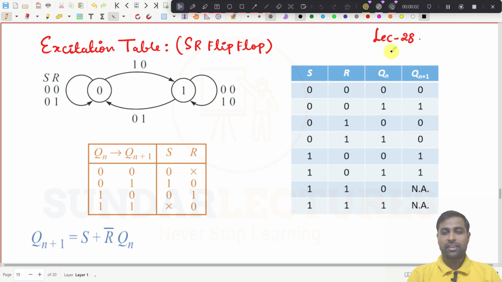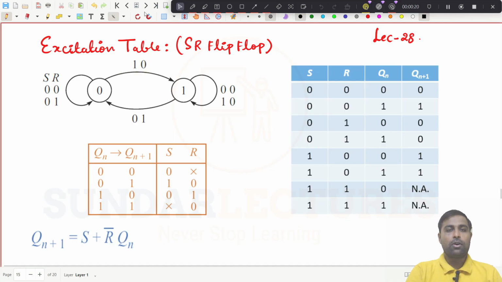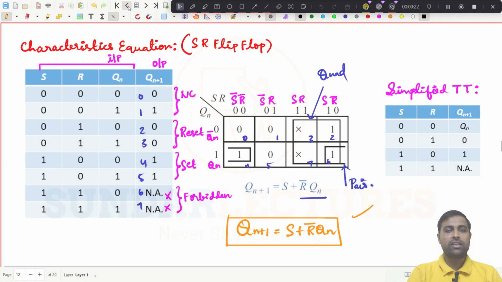Welcome to Sundar's lecture. This is lecture number 28, and in this lecture we are going to see the excitation table for different flip-flops, as well as what the race around condition in the JK flip-flop is and how we can avoid race around conditions in JK flip-flops. So what are all the topics we have seen in the previous class?